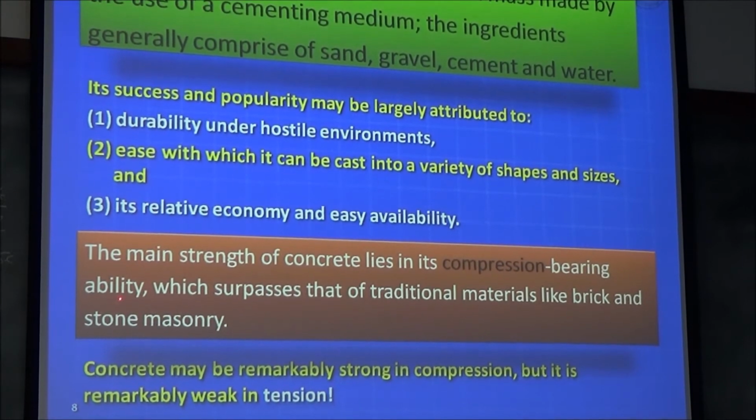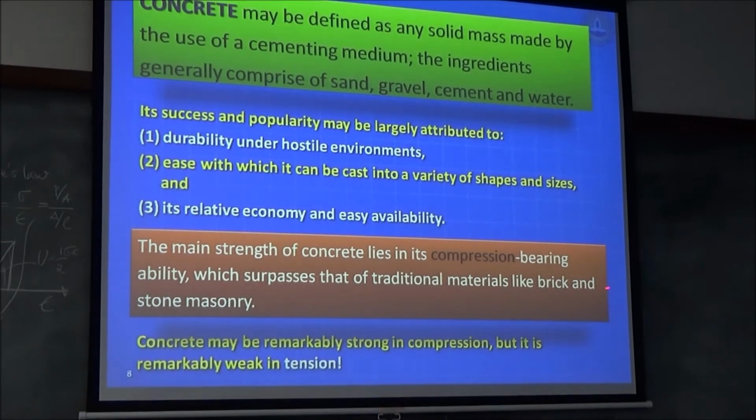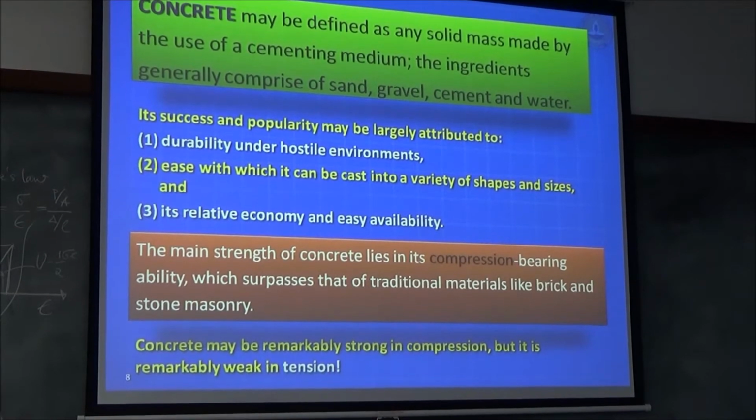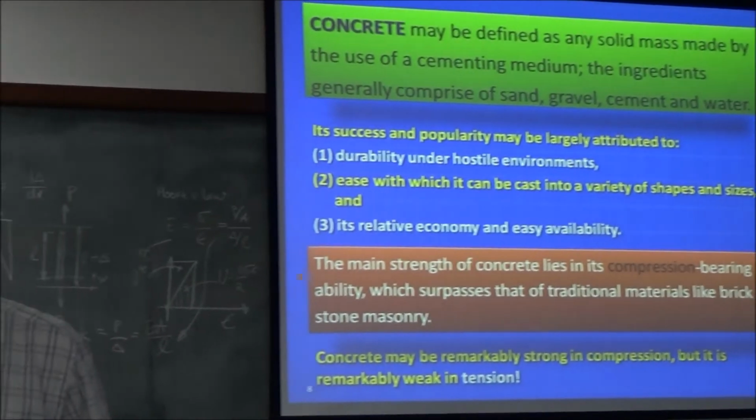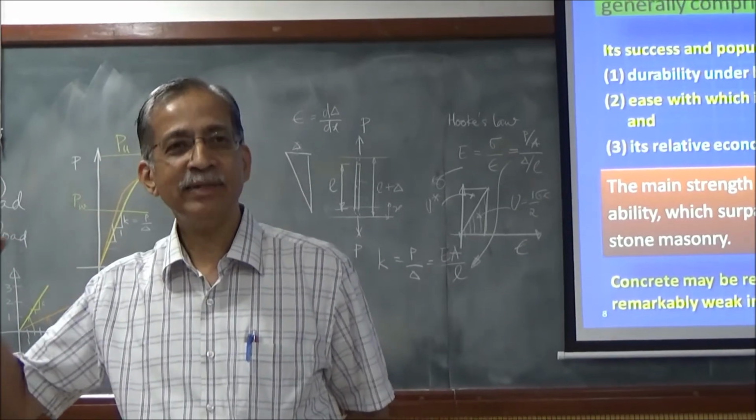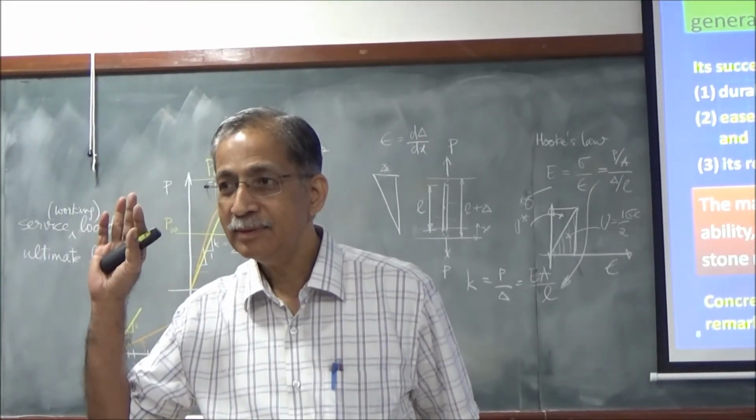So, the compression bearing strength surpasses that of traditional material like brick and stone masonry. So, what is the compressive strength of concrete? What is the compressive strength of stone? For example, you don't swallow what is written in the book. You have to have some feel. What's the compressive strength of concrete? Give me some number. Give me a range. 20, 30, 40, 50, 60.